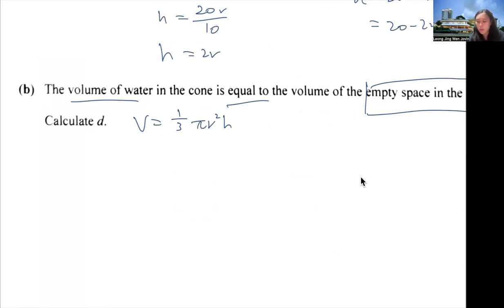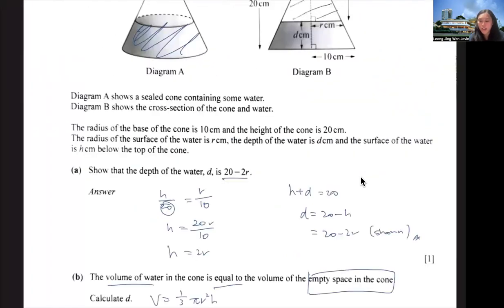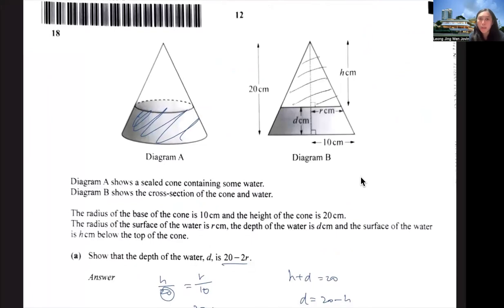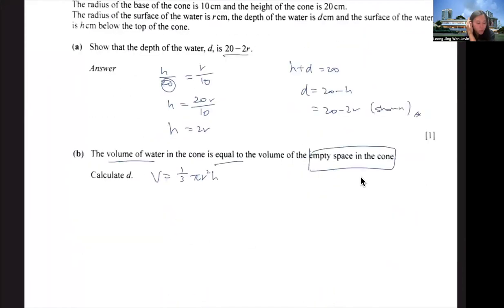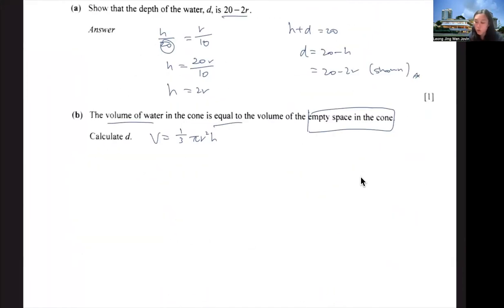Okay, so why 1/3? Because it's a cone, it's not a cylinder, right? So only if it's a cylinder, then it will be pi r square h. But because it's a cone, you can think about it that 2/3 is taken away, so you are left with another 1/3. Otherwise just remember the formula. So 1/3 pi r square h, that is the volume of a cone. So I think that's the only formula we can use.